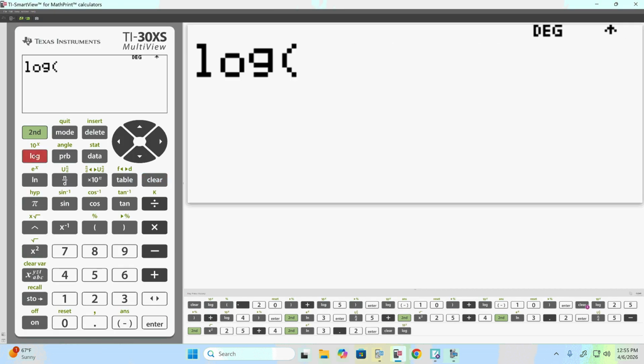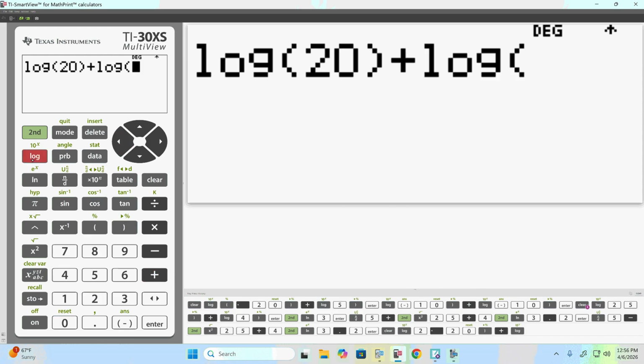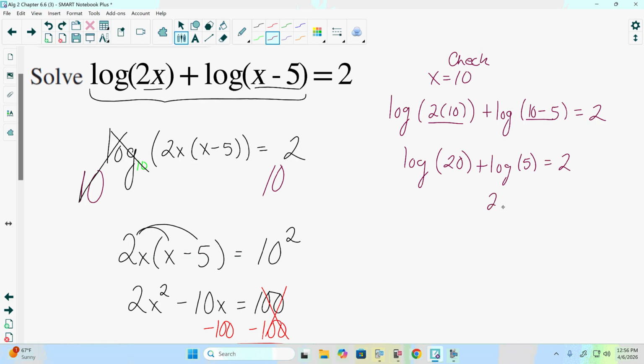And we can go log of 20 plus log of 5, and it does tell us it is indeed equal to 2. So we're good. 2 is equal to 2.